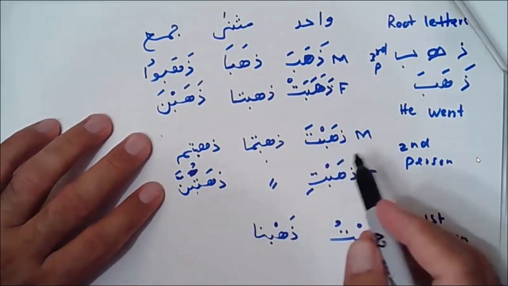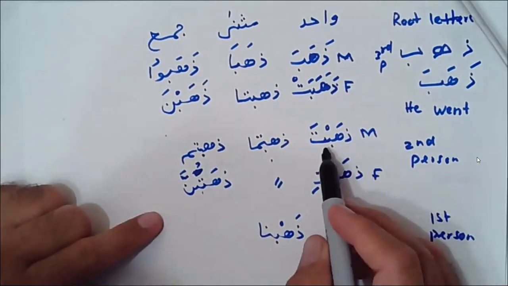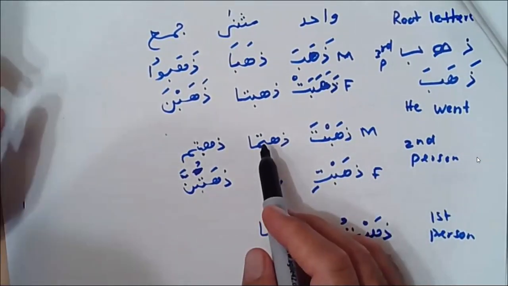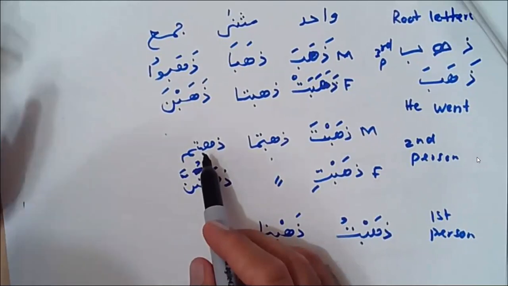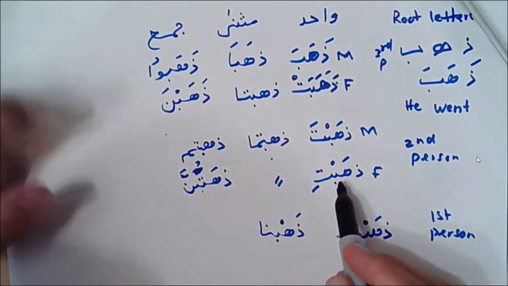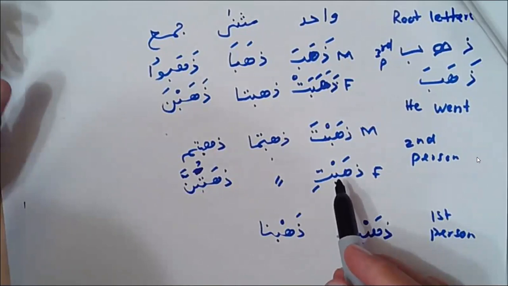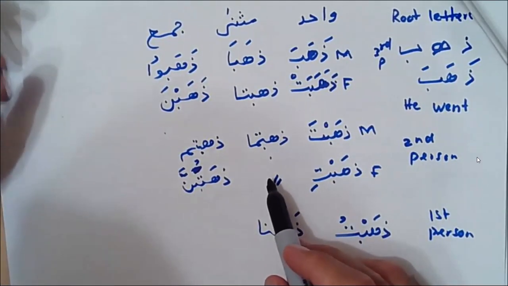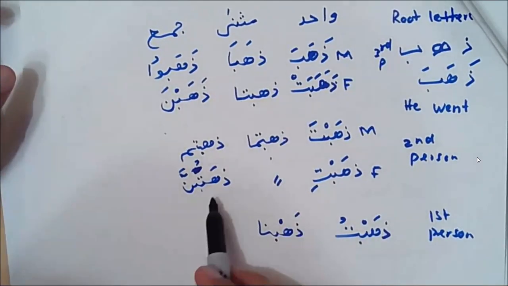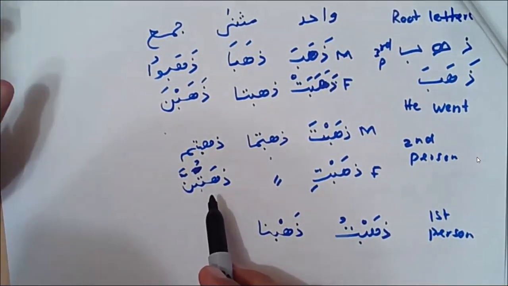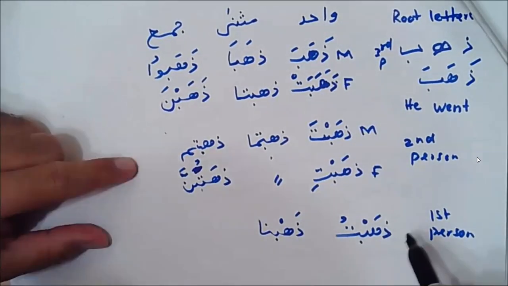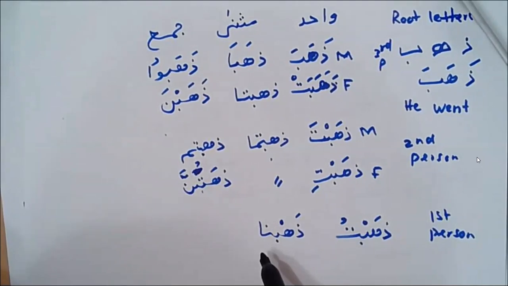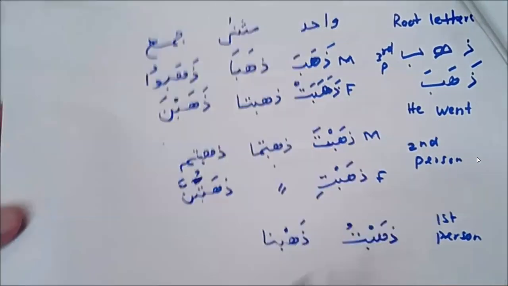Right? Zahabta, you went, male. Zahabtuma, you went, two of you. Zahabtum, you went, all of you. Zahabti, you went, female. And zahabtuma, same thing, you went, both of you, both female. Zahabtunna, you went, all of the females. Okay. Zahabtu, I went. Zahabna, we went. Is that making sense? Yeah.